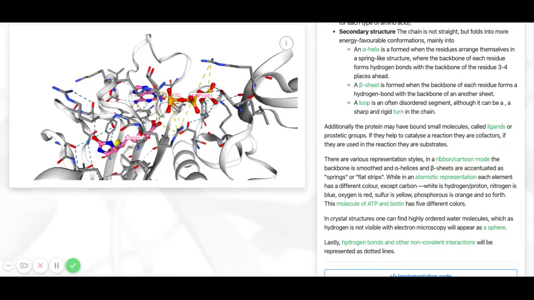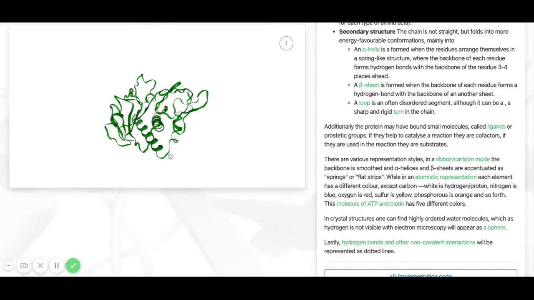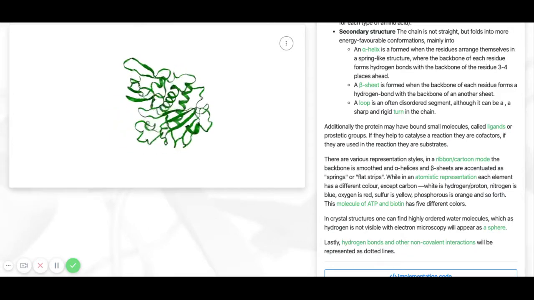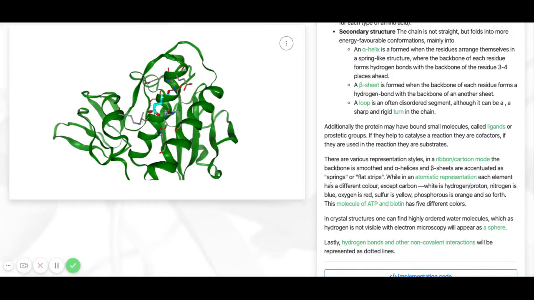So we've currently seen two different types of representation. One is the cartoon mode, this very streamlined mode where the helices and sheets are quite exaggerated. And we've also got this atomistic mode, where you can see each of the atoms.